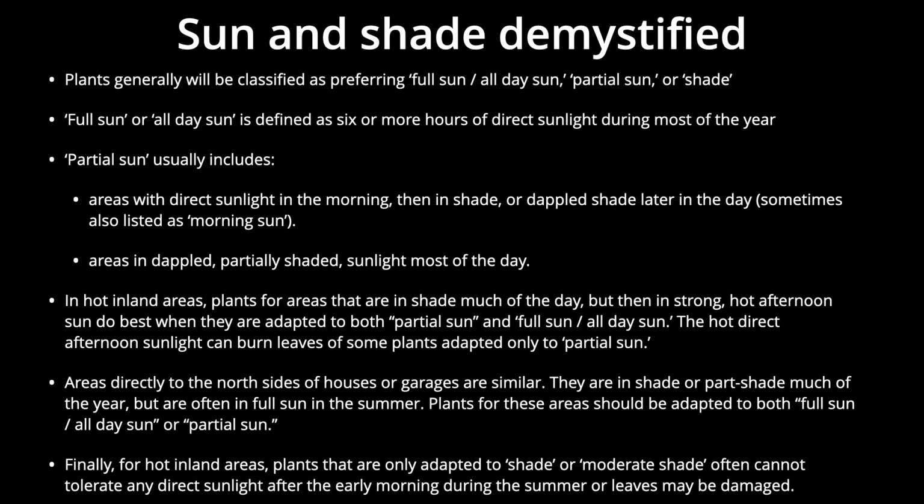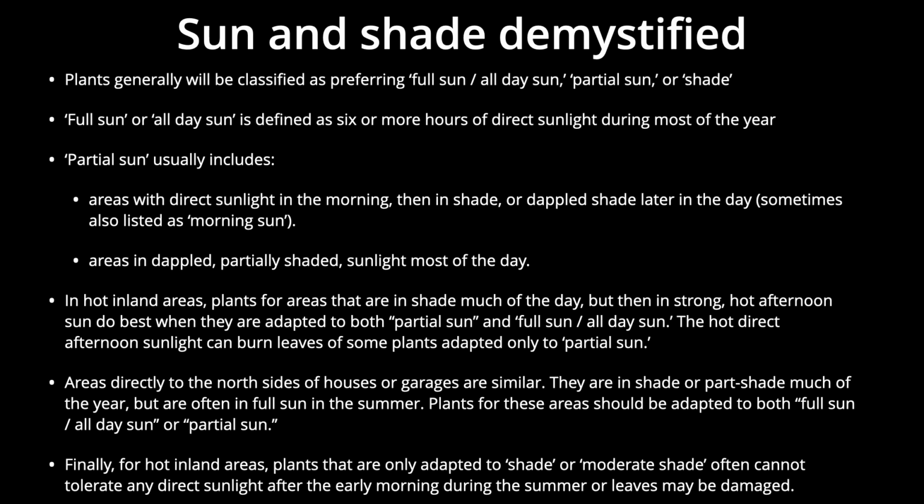Full sun or all-day sun doesn't literally need to mean sun directly on the garden area from sunup all the way to sundown. Full sun or all-day sun is defined as 6 or more hours of direct sunlight during most of the year. That's generally what most sun-loving plants are going to be happy with. It can be more than that, but that's really that minimum for full sun or all-day sun. If it's less than 6 hours of direct sunlight during most of the year, that's going to be considered partial sun, and many partial sun plants can take that sort of exposure.